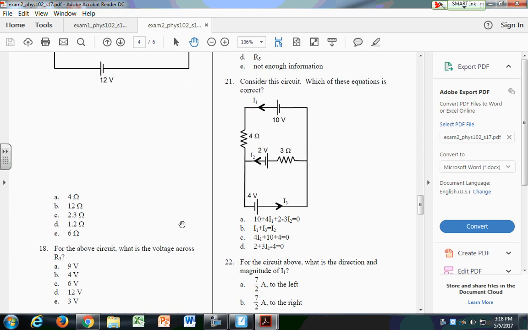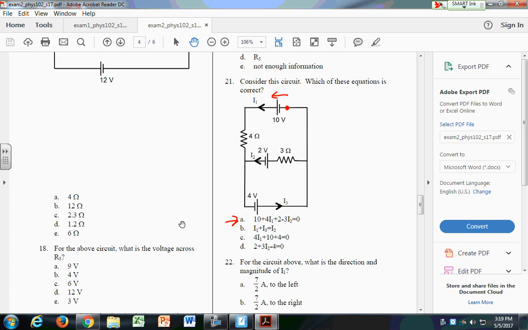Okay, so multi-loop circuit. Here I want to know just the equation. And so with this, you'll just want to go one by one through them. A is 10 plus 4i1. So I know I'm starting right here, and I'm going in this direction because I have positive 10. So just look at the first element and then determine which direction I am going. I know I'm going in that direction instead of this direction because I'm going from the little side to the big side, from low to high potential. I get a positive change in potential on that battery. If I was going the other direction, it'd be negative.